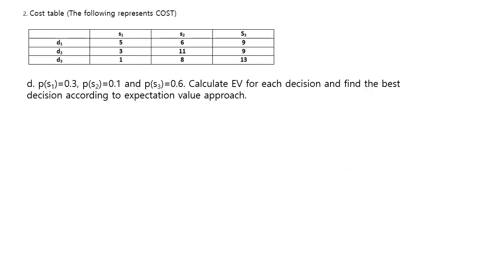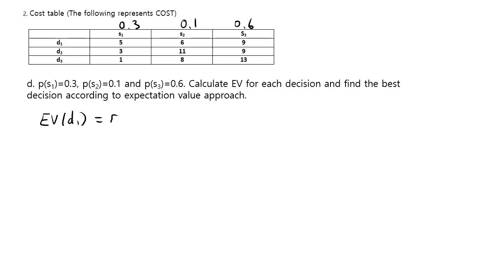Okay. Now what's less confusing is the expectation value approach. Let's say you're given the probability of each state of nature. So the probability of S1 happening is 0.3, S2 happening is 0.1, S3 happening is 0.6. In that case, we can calculate the EV of each decision. Remember, expectation value is the outcome times the probability.